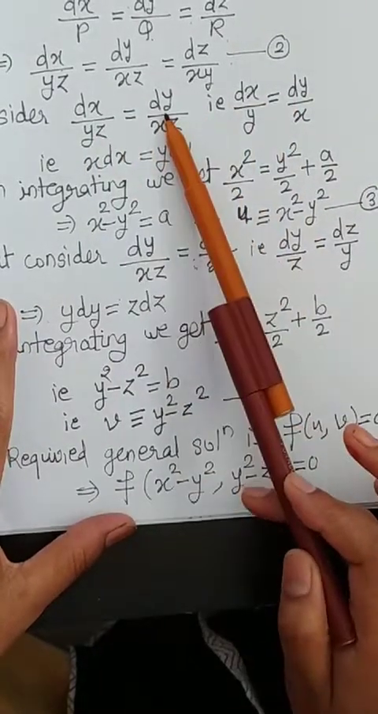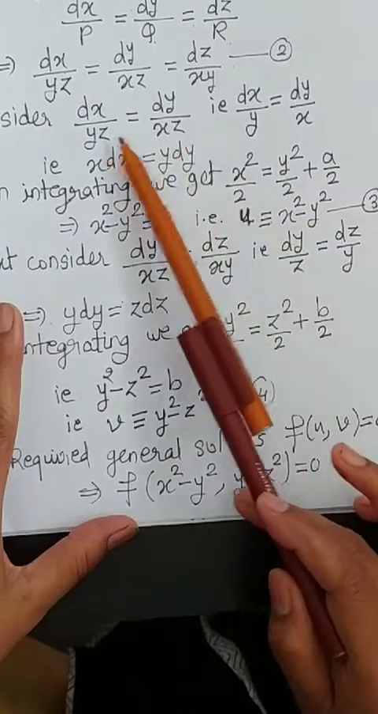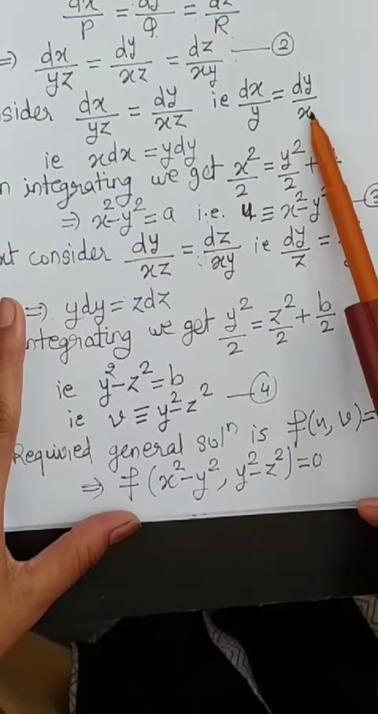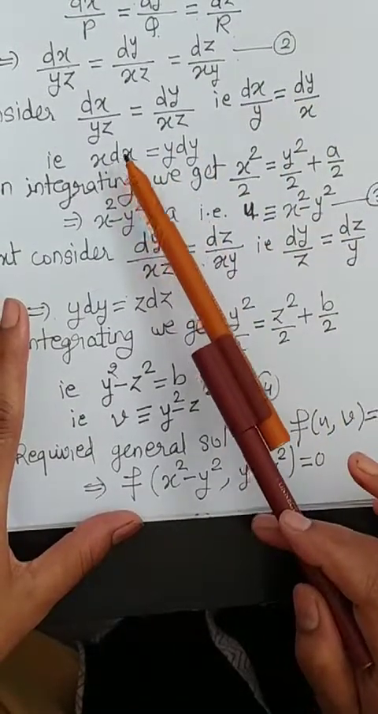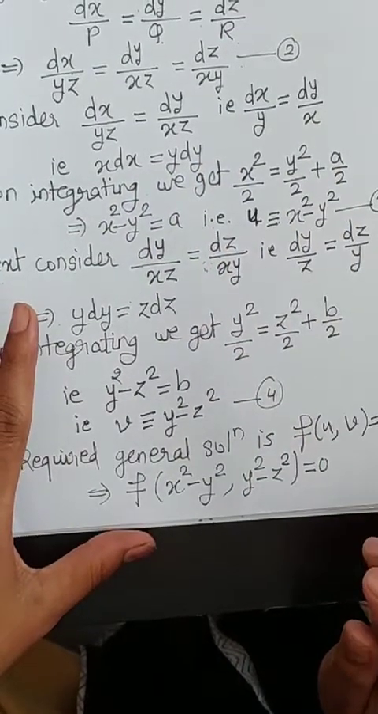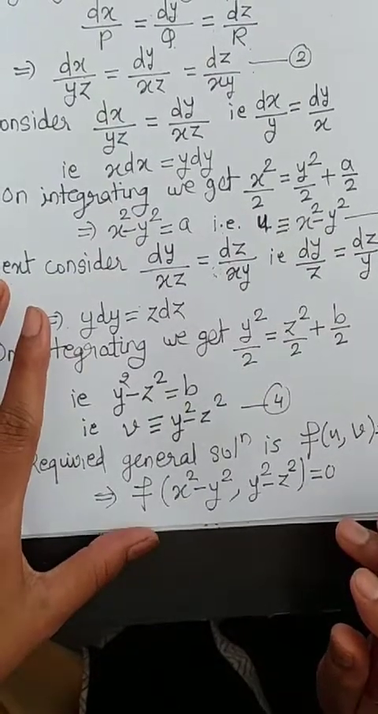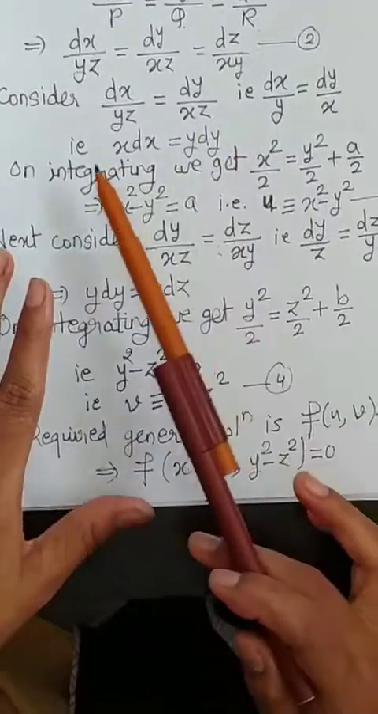So let us take the first pair, that is the first and second fraction. Okay, so z gets cancelled. We have dx by y equal to dy by x. Now rearrange into variable separable form. Remember, generally most of the equations will get solved by making use of the variable separable form of the differential equation. So it is variable separable form.